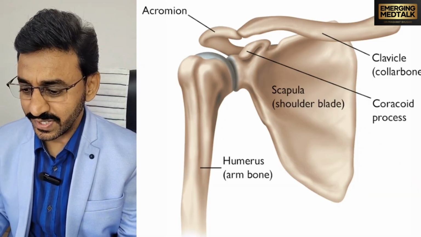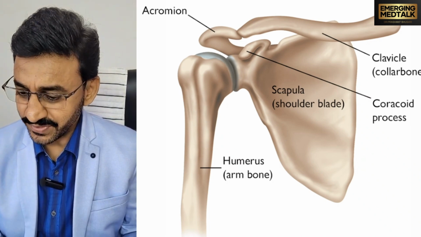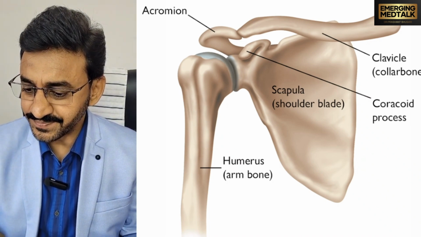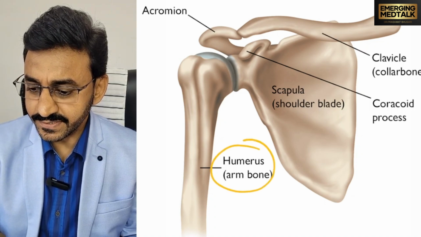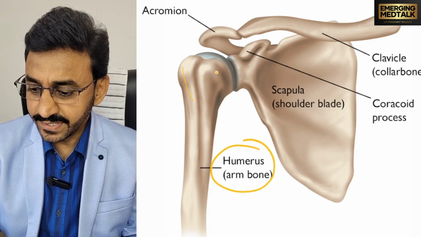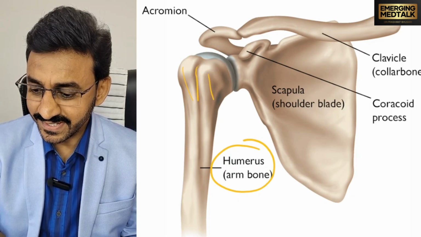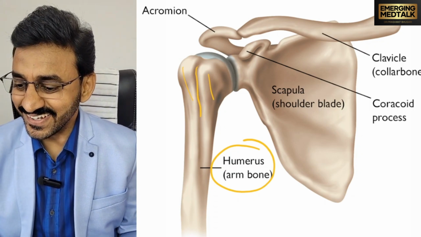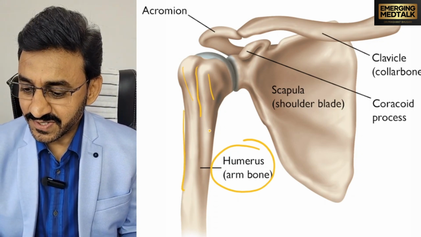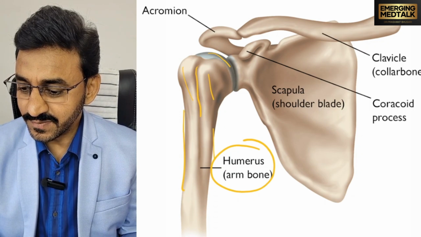We can correlate this with the various bones. Here we can see the humerus, having the greater and lesser tubercles, and here the intertubercular sulcus or bicipital groove, and here the shaft of the humerus. Here is the head of the humerus.